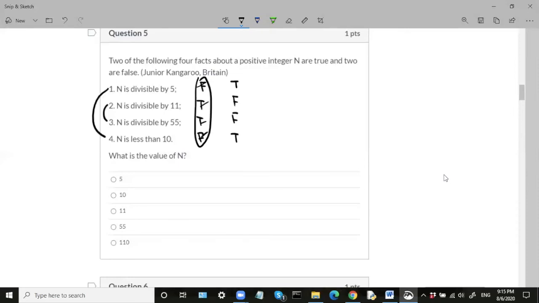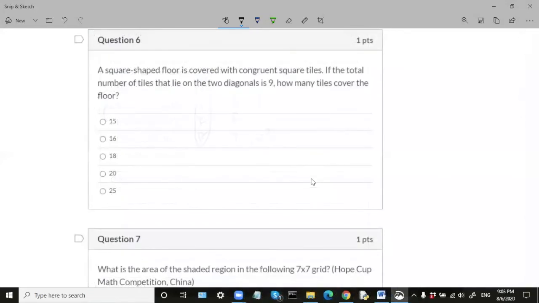So then let's look at this possibility. n is divisible by 5 is true, and n is less than 10 is true, and n is divisible by 11 and n is divisible by 55 are false. And this did work. Okay, so n equals 5. So what is the value of n? It's 5 then.